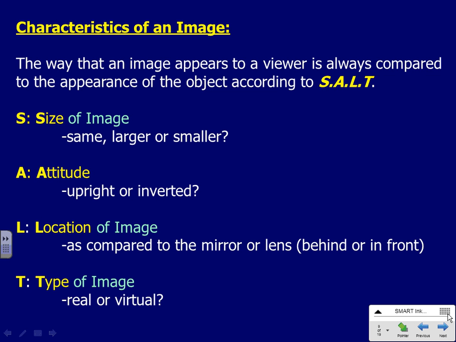Location. Where is the image located with respect to the mirror and the object? This takes usually a sentence or two. Yeah, so we want to write down same distance behind mirror as object is in front. So sometimes it takes a statement to describe it. But we're describing where the image is with respect to the mirror and the object.